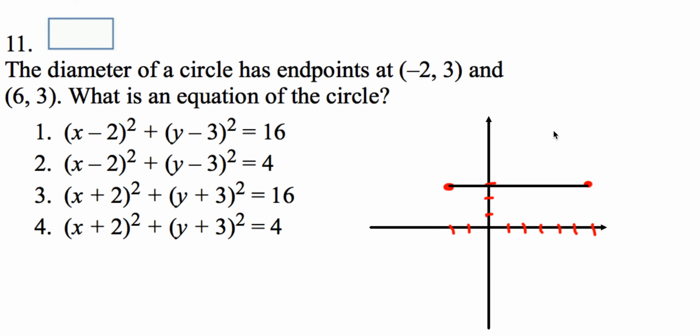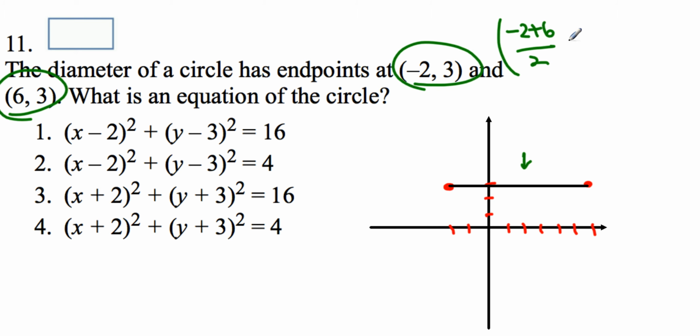Okay, now where is my center? Center has to be right in the middle. That means what's the midpoint between those two? That becomes my center. So (-2 + 6) divided by 2, comma (3 + 3) divided by 2. So the first one becomes 4 over 2, which is 2, comma 3. That becomes the center of my circle. So now 2 comma 3 being the center, choice 1 or 2 becomes the answer.